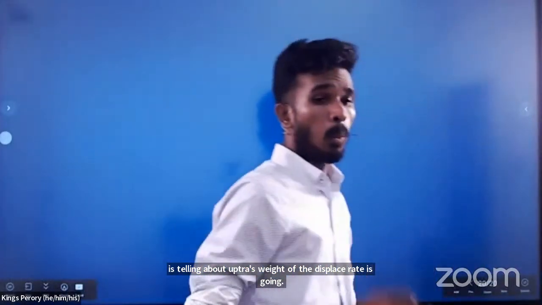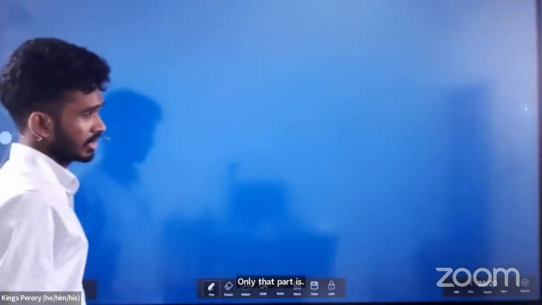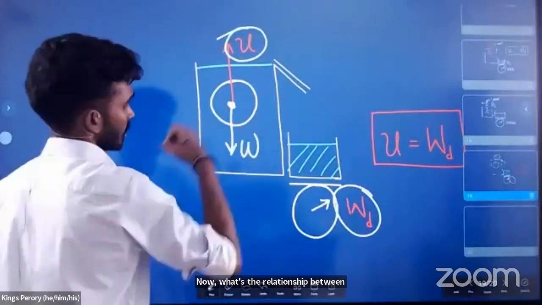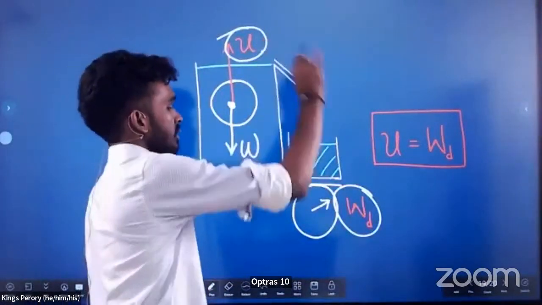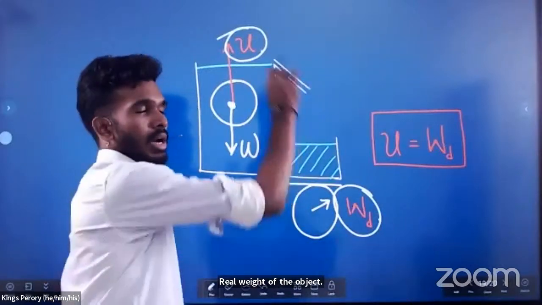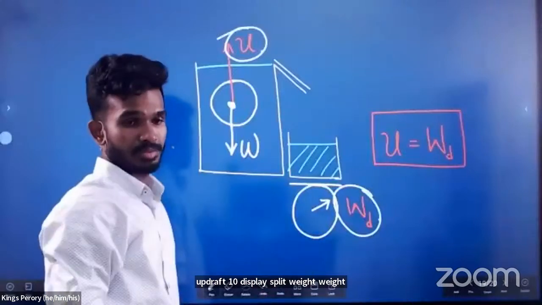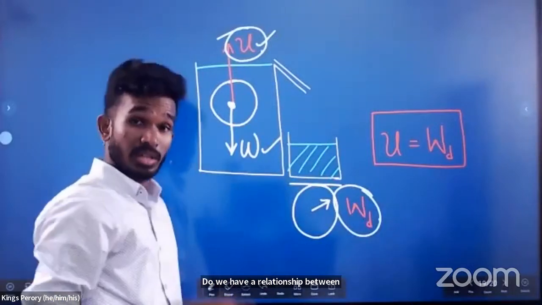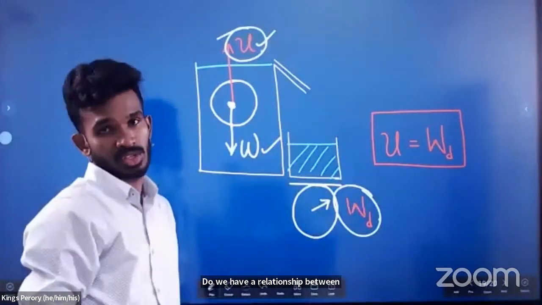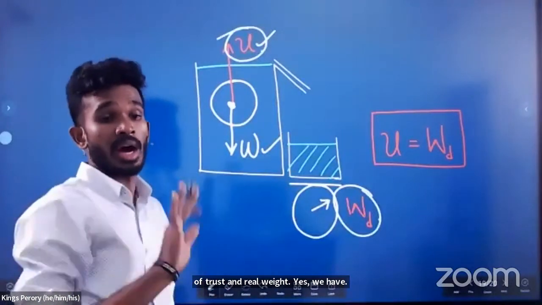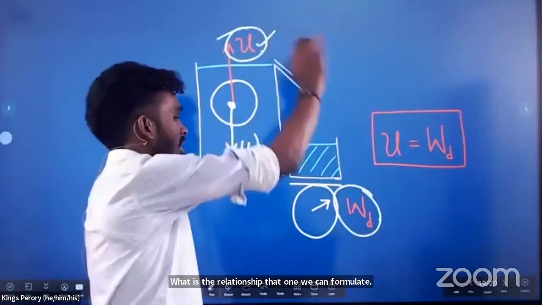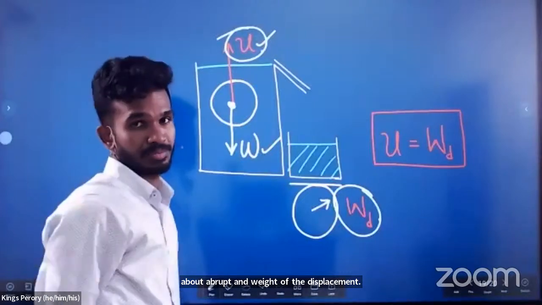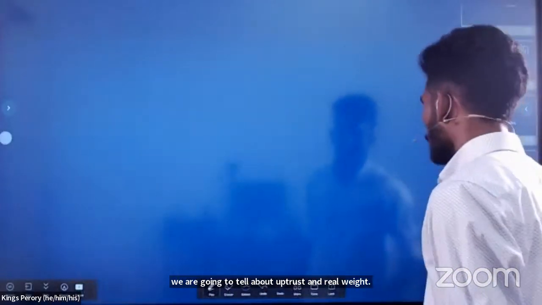Now, what's the relationship between upthrust and real weight of the object? Upthrust and the weight of the displaced fluid, Archimedes is telling. Do we have a relationship between upthrust and real weight? Yes, we have. That one we can formulate. Archimedes is not telling about that. He is telling about upthrust and weight of the displaced fluid. We are going to build the connection between upthrust and real weight.